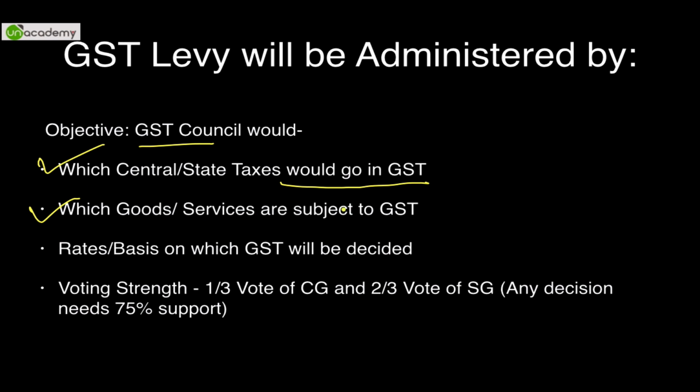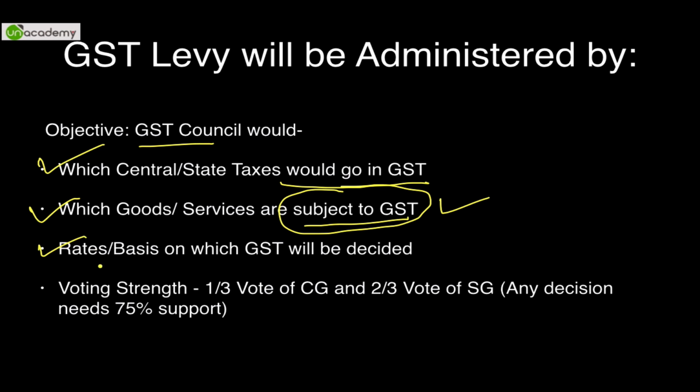Second, which goods and services are subject to GST. So something like the items that are made of khadi are exempt in certain states. So they would specifically specify which items will be leviable and which items would be exempt. And the other items that particularly have to be exempted are excluded. So that is in our next slide.